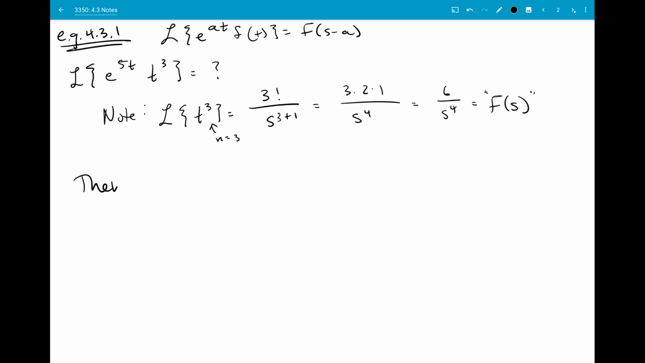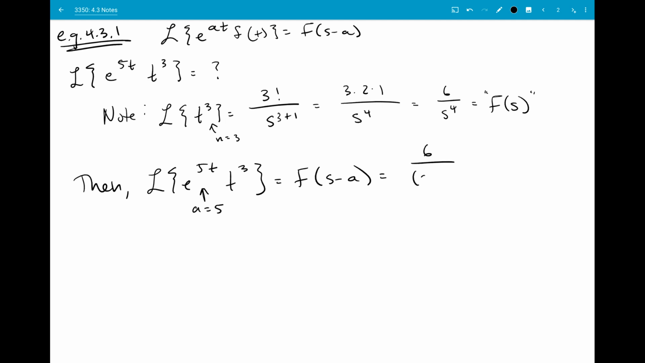And then if we want to compute L of e to the 5t, t cubed, we're going to be using this property where we have some function f times e to the at, but here our a is 5. And we know that the property says that it'll be f of s minus a. So that means that this is going to be 6 over s minus 5 to the 4th power. And that would be our answer.